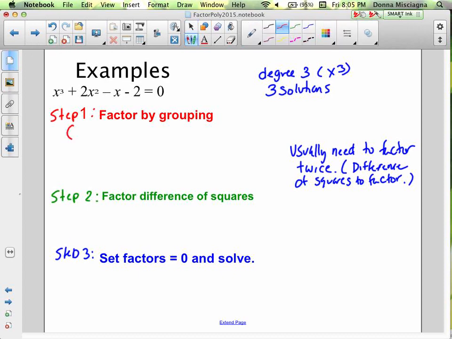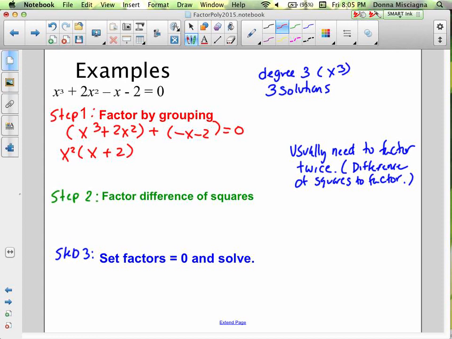The first two are going to be a group, the x cubed plus 2x squared, and the second two are going to be a group. Don't forget your plus, negative x minus 2. All right, so we could factor out an x squared. They're both divisible by x squared. X cubed divided by x squared is x. 2x squared divided by x squared is 2.